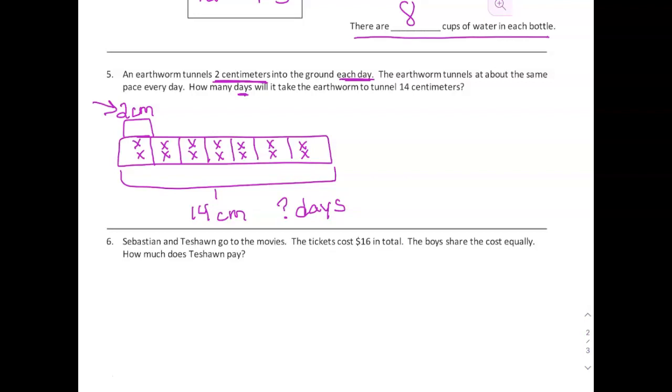So boys and girls, do you see how you do your tape diagram a little bit differently depending on whether you're trying to figure out the number of groups or the size of the groups? That's going to be important for us to keep in mind. Okay, so we started with 14 centimeters. We divided by 2 centimeters each day, and we ended up with how many days? 1, 2, there's 1 day, 2 days, 3, 4, 5, 6, 7 days.